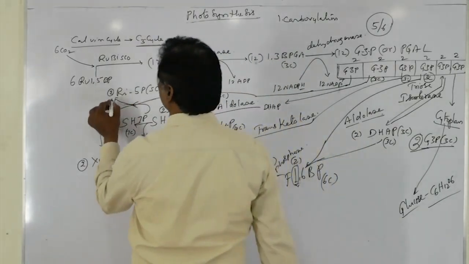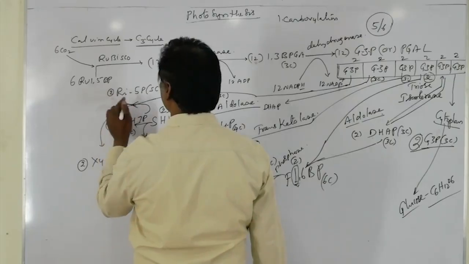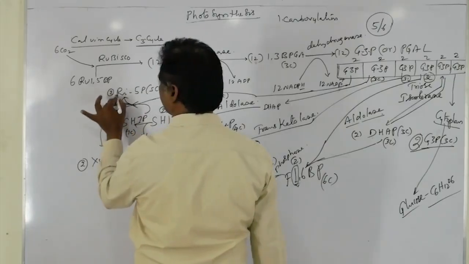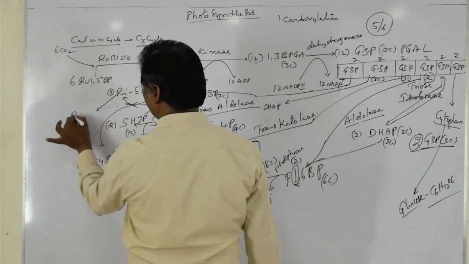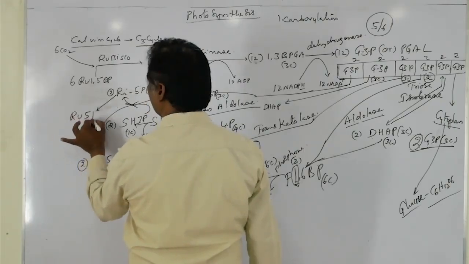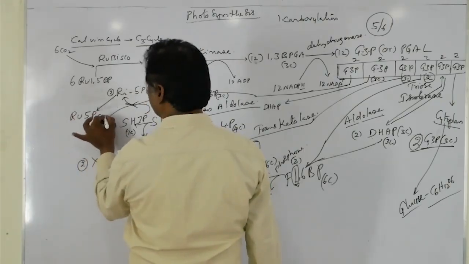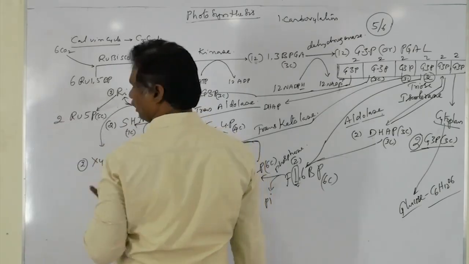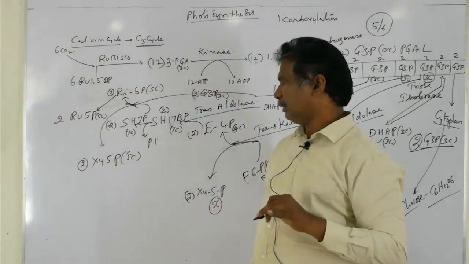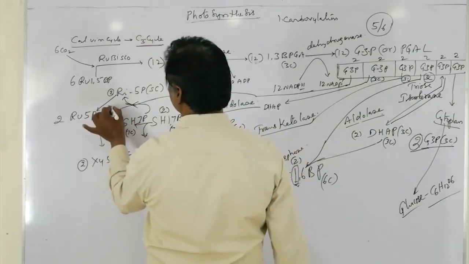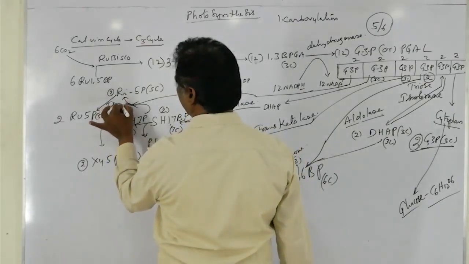These 2 molecules of ribose 5-phosphate are converting into ribulose 5-phosphate. No change in their carbons, 2 molecules, in the presence of the enzyme isomerase.